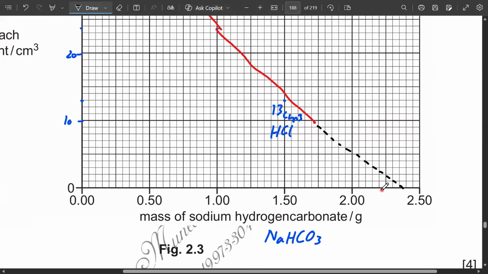Now, what would the mass be over here? We need to calculate. We already know the scale is of the 0.5 difference. So for every small box will be 0.05. So it will be 2.05, 2.1, 2.15, 2.2, 2.25, 2.3, 2.35, and 2.4. So it is lying in the range of 2.35 to 2.4 gram.